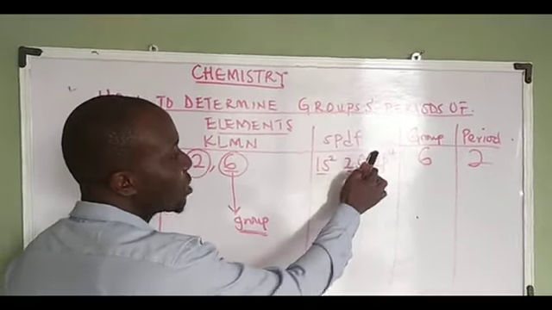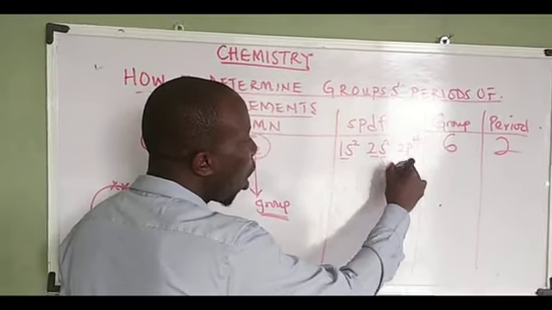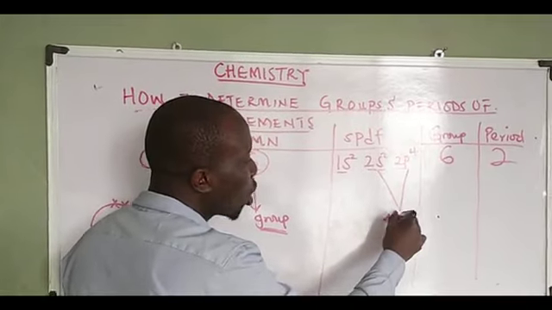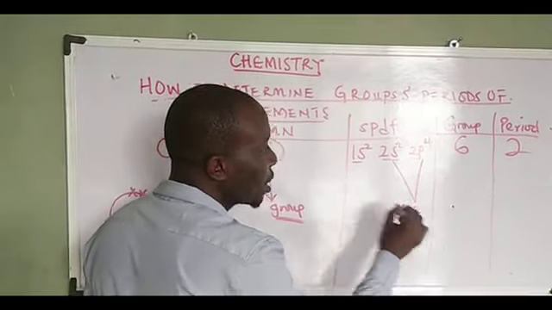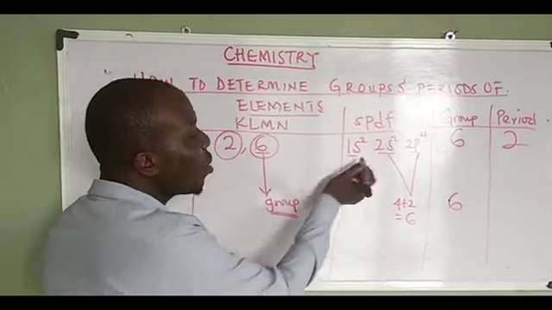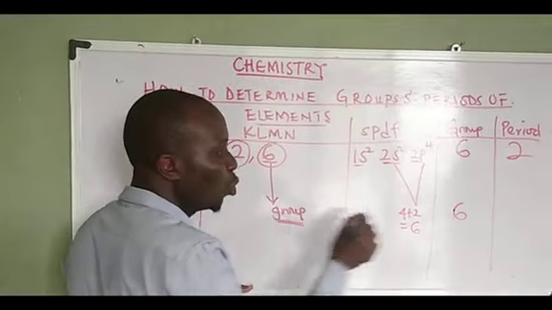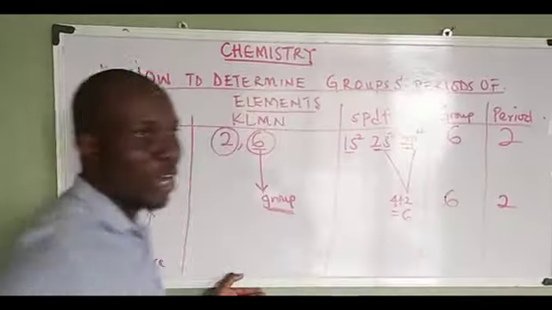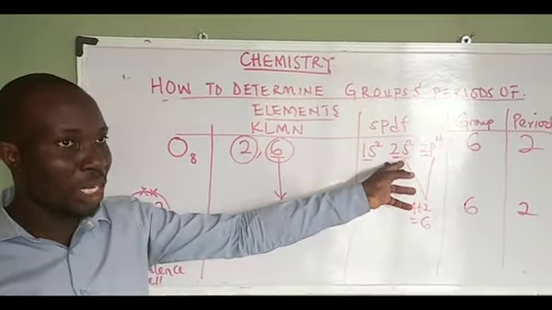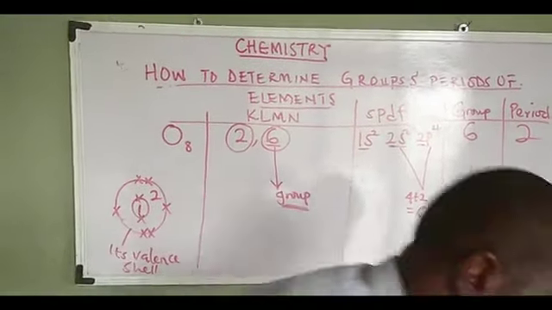But we have 2s and 2p. What's the total number of electrons on the highest orbital? That is 4 plus 2. That gives us what? 6. That represents the group. And what is the number ascribed to that highest orbital? 2. That represents the period. So that is how you can use SPDF to determine group and period. Let me bring 2 or 3 more examples to make it clearer.